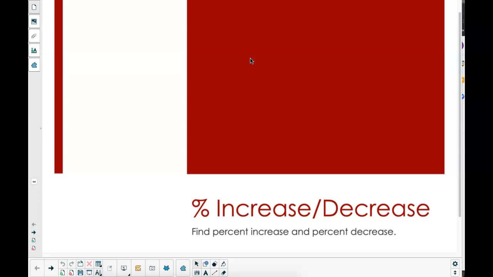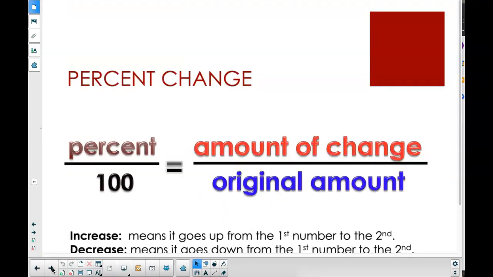Okay, so percent increase, decrease. We're looking at today how much something changes. Okay, and we deal with percent increase, decrease a lot. You just probably don't call it that. We deal with discounts. That's a decrease. We deal with taxes. That's an increase. Okay, so the way this looks is like this. Does this look familiar?